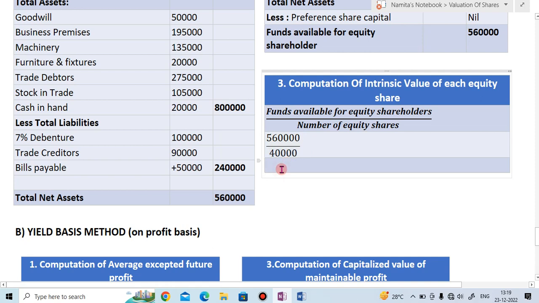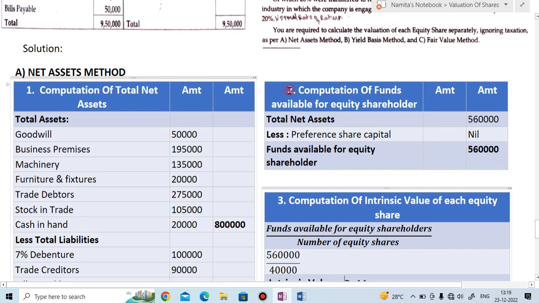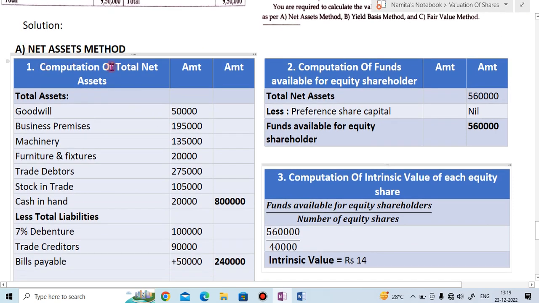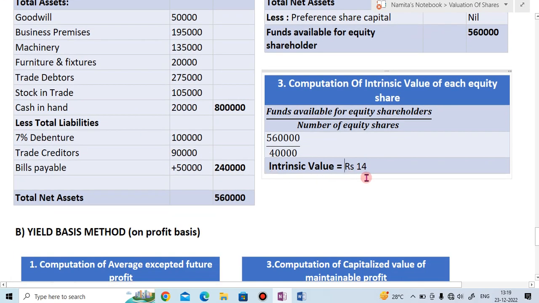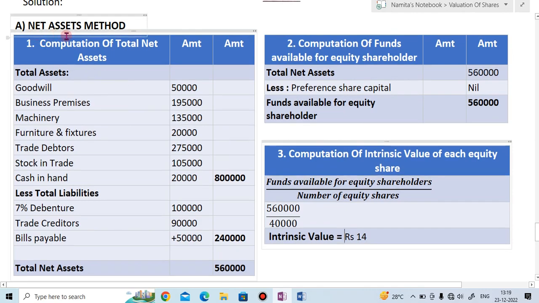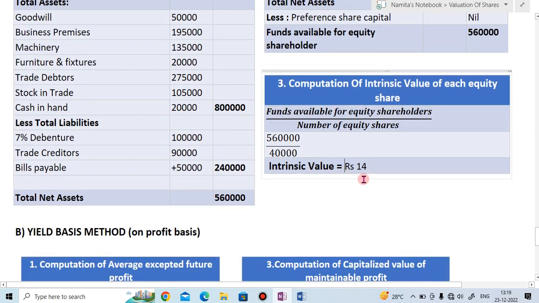So we will get rupees 14. Okay, rupees 14. So this is our intrinsic value. The valuation of each share by the net asset method is how much? Rupees 14. So by the net asset method we got the valuation of the share.